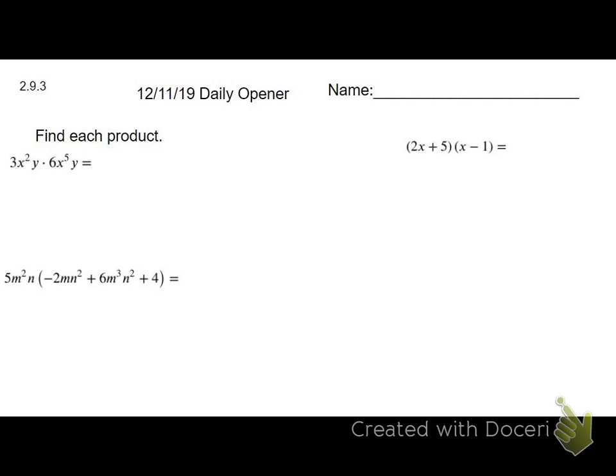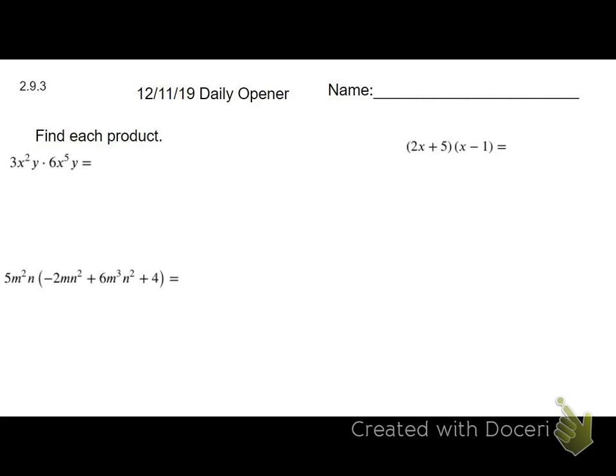I'm not going to distribute. No, because they're not like terms. Because if they're like terms, they have to have the same variable with the same exponents. Well, they don't have the same exponents. Ben? Just times the 3x squared y with the 6x to the fifth y. Yeah, so I'm going to multiply those together.